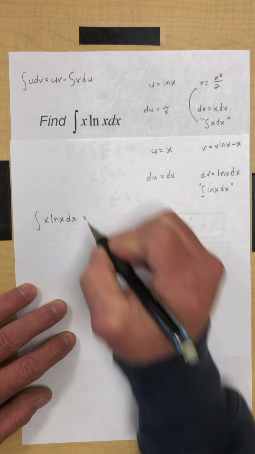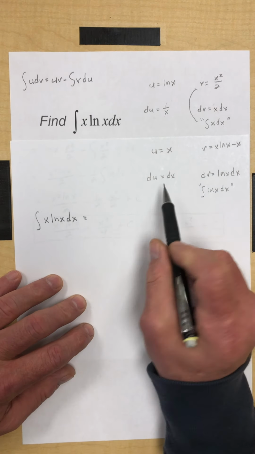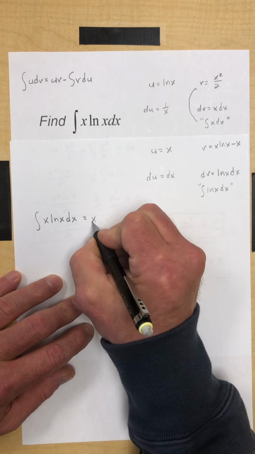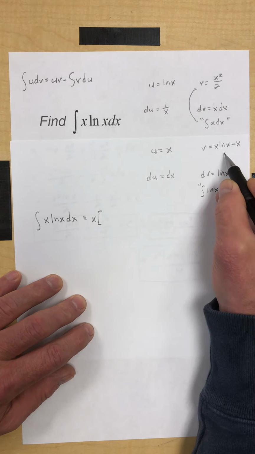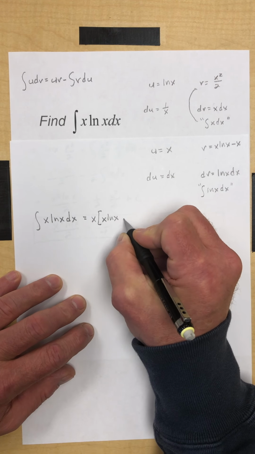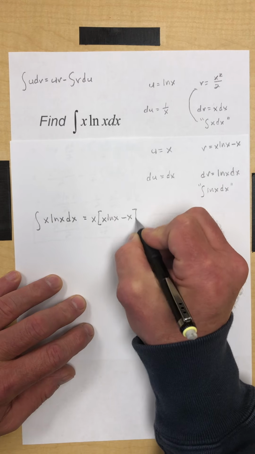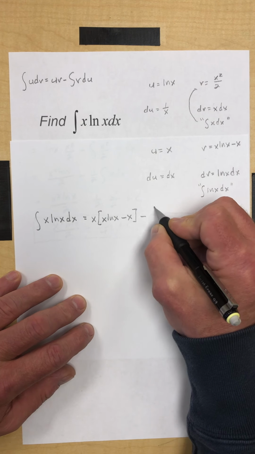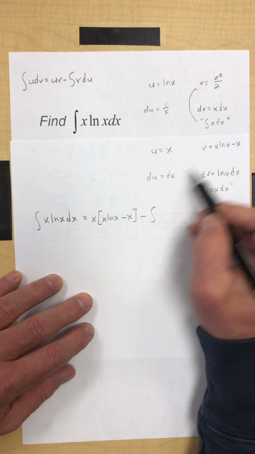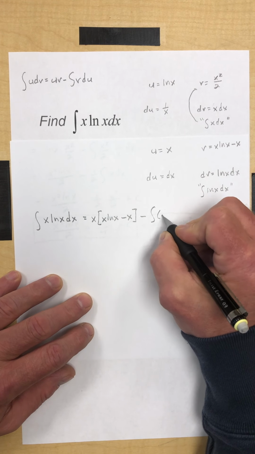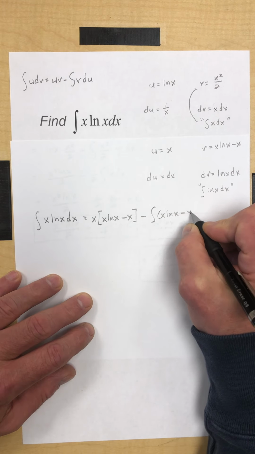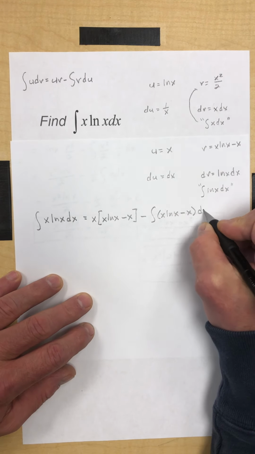I've got my uv, so u times v, so I have x times the quantity of x natural log of x minus x, minus the integral of v du. Okay, so it would be x natural log of x minus x dx.